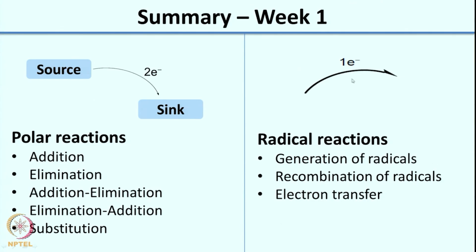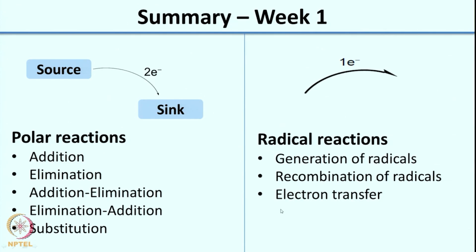The next thing we looked at was radical reactions. Now, in radical reactions the main difference is that you use the single headed arrow. In some books it is also called a fish hook arrow, and this arrow indicates movement of a single electron. And in radical reactions typically you have the generation of radicals, recombination of radicals, and then the process of electron transfer.